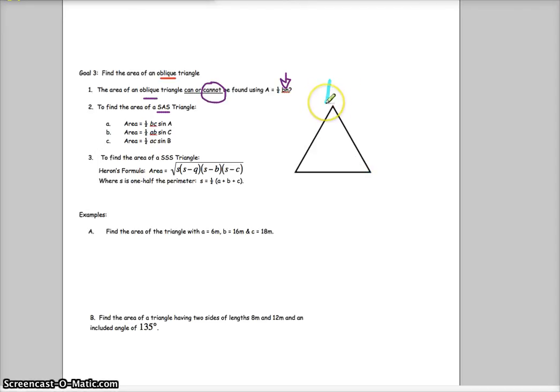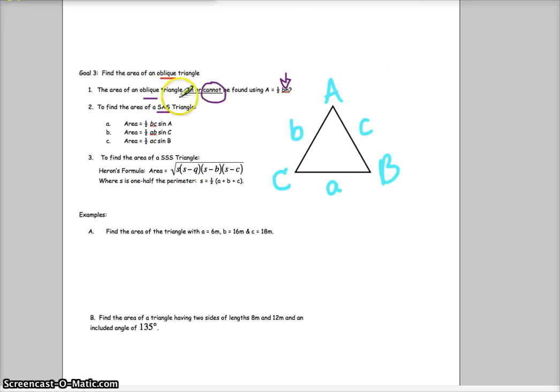I'm going to label this triangle angle A, angle B, angle C. If this is angle A, then the side opposite is side A. If this is angle B, the side opposite is side B. And if this is angle C, the side opposite is side C.